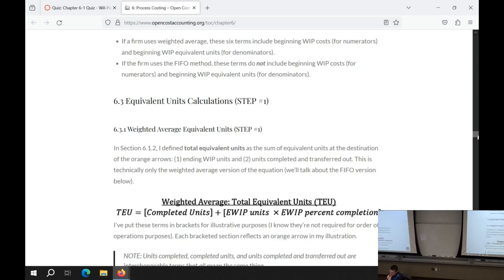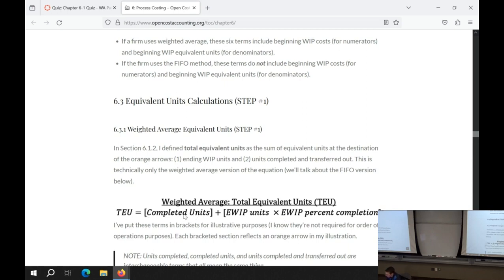So the denominator, TEU, is completed units plus ending WIP equivalent units. So see these brackets right here? Together, that tells us ending WIP equivalent units. And I went over this wrinkle earlier, but of course this is also the completed units equivalent units. But they're completed, so they're 100% complete. So equivalent units equals the same as physical units that were completed because they're 100%. So it's 9,260 completed physical units times 1, which gives us 9,260 equivalent units as well.